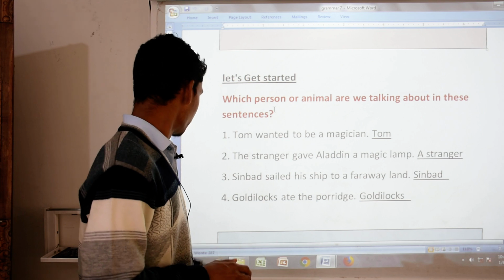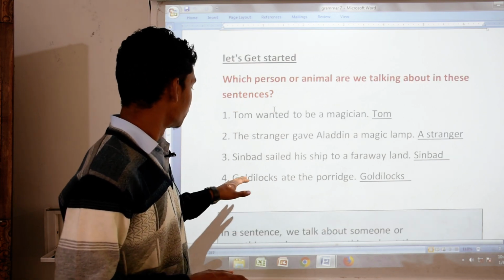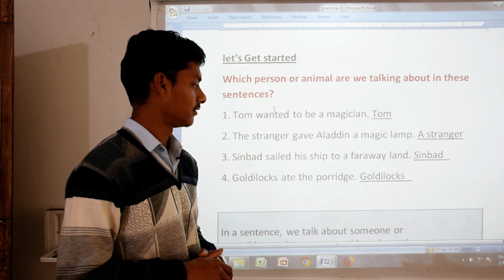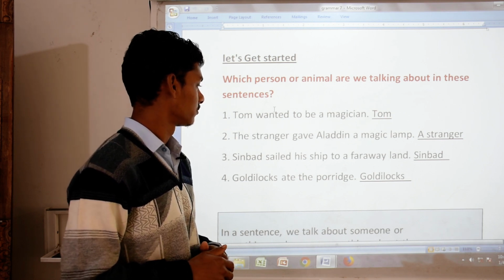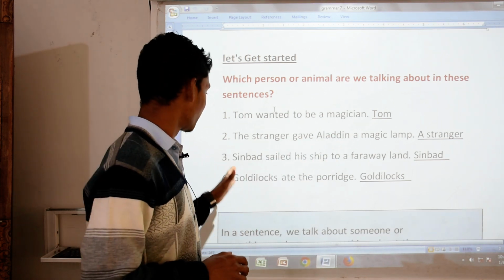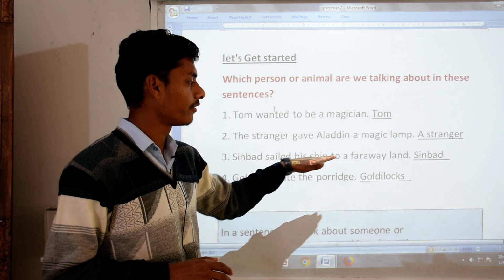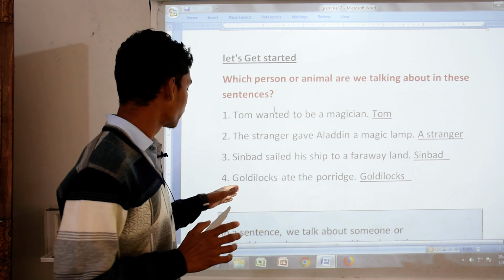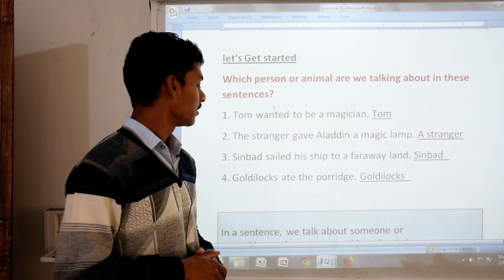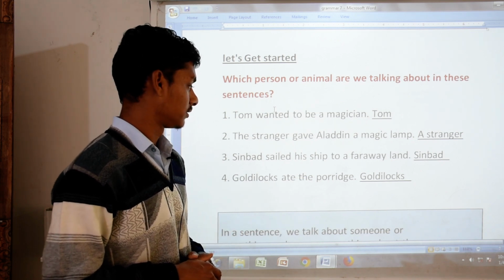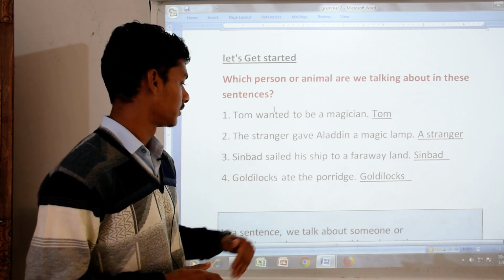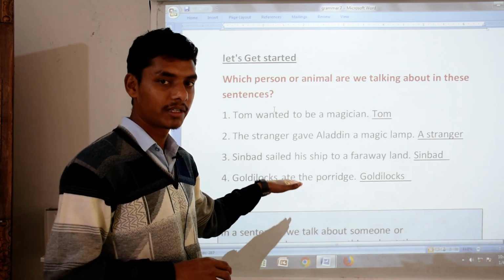The predicate. Same here: "Sinbad sailed his ship to a faraway land." Sinbad is the subject, and after that, "sailed his ship to a faraway land" is the predicate. Same here: "Goldilocks looks at the porch." The subject is Goldilocks, and the remaining part is the predicate.